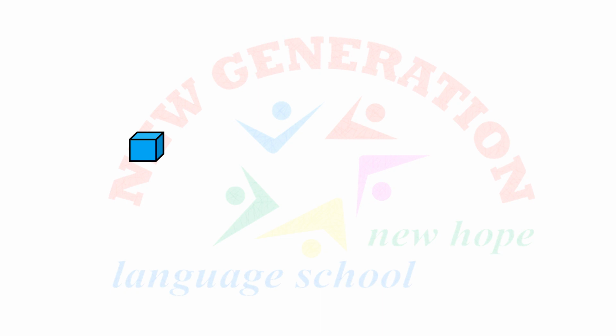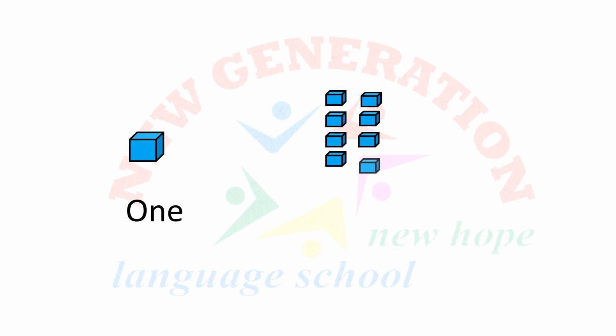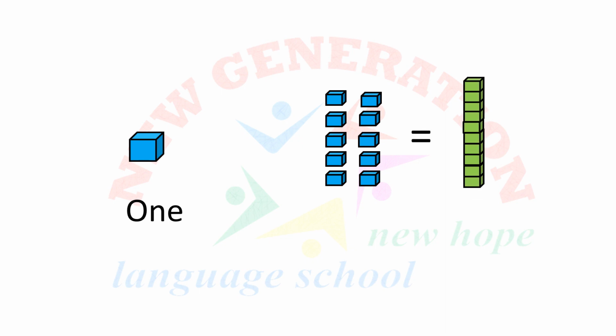Let's say the blue cube represents 1. Start counting with me. 1, 2, 3, 4, 5, 6, 7, 8, 9, and 10. The 10 blue cubes are 10. So 10 ones equal 10.